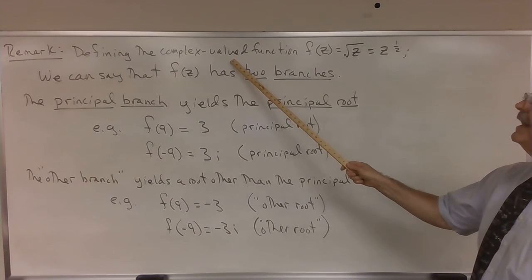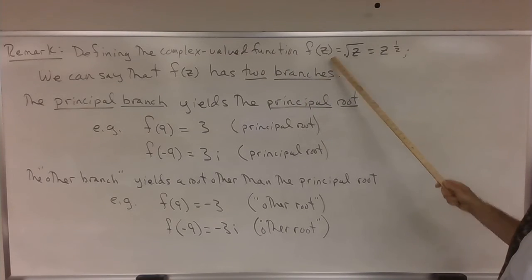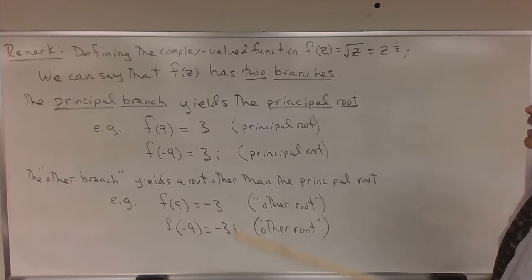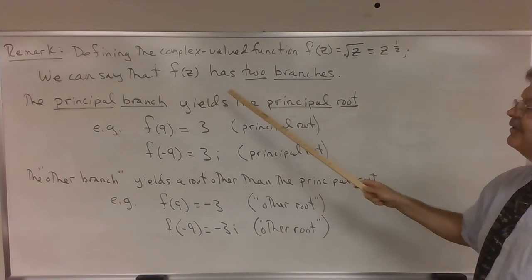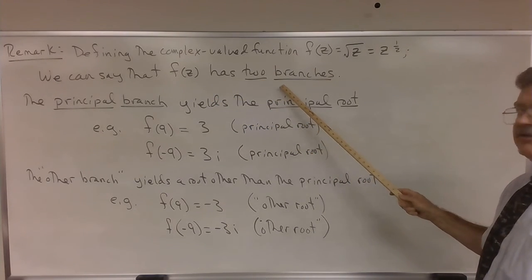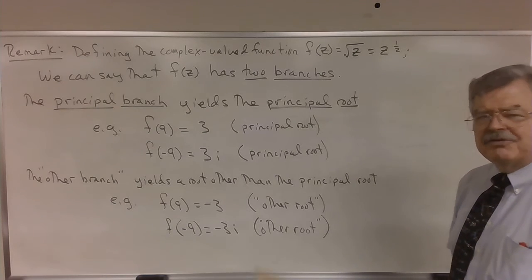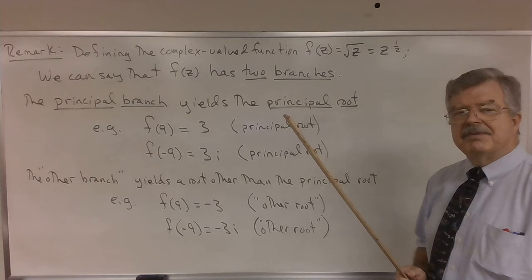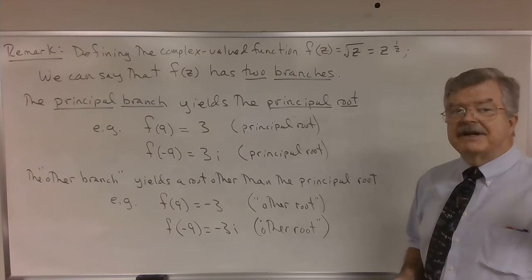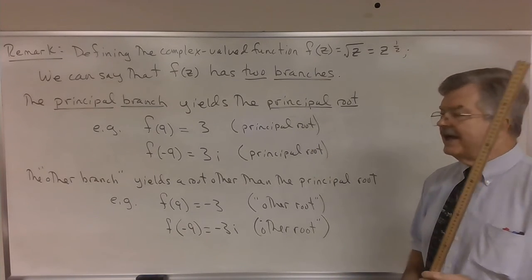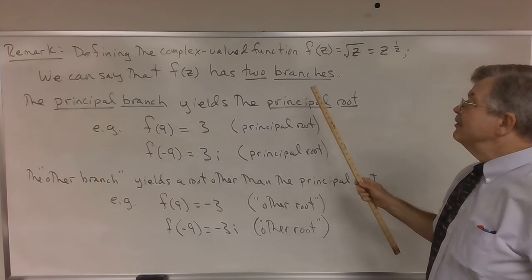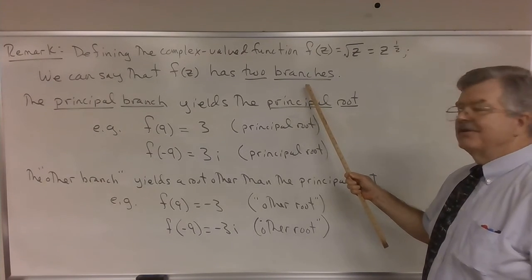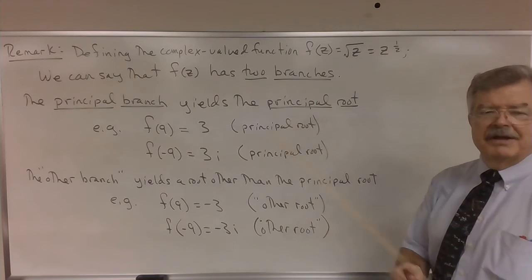So, defining the complex function f of z equals square root of z, or z to the 1/2, we can say that f of z has two branches. Each one of these branches we would consider to be a function in its own right, in the sense that it will return exactly one value for each value that we plug in.